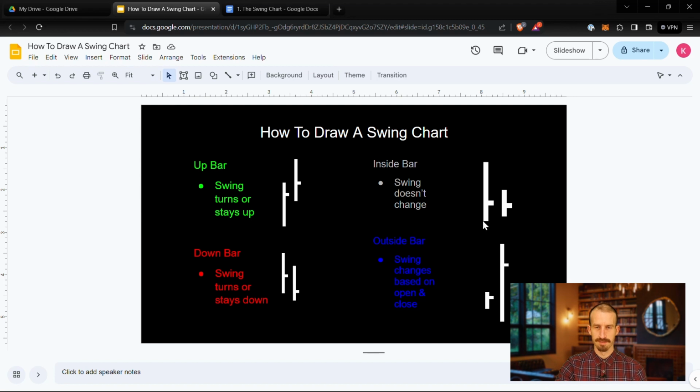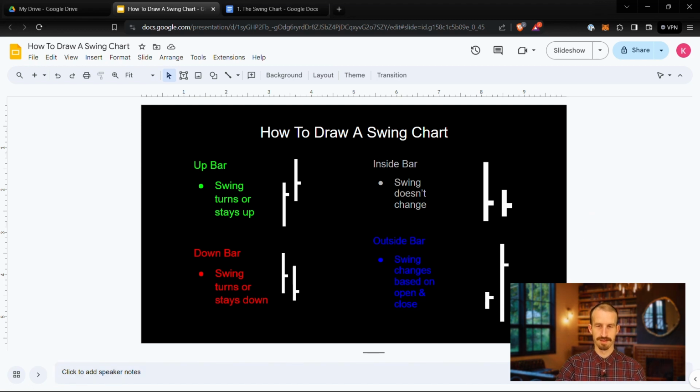Next, we have an inside bar. Here's the reference bar, and here's the inside bar. You can see the high is within the bar, and the low is also within the bar. It doesn't move up, doesn't move down. The swing direction doesn't change. Everything stays the same. And then finally, we have an outside bar.